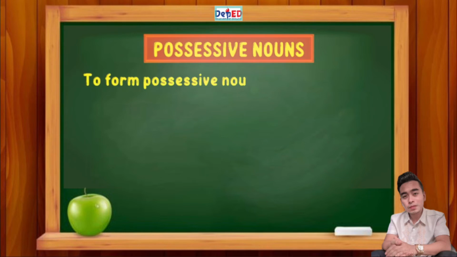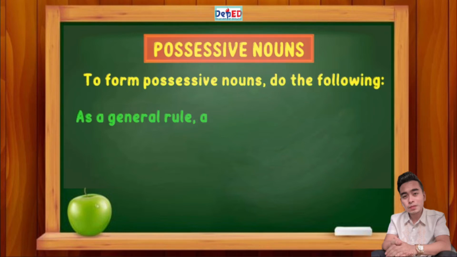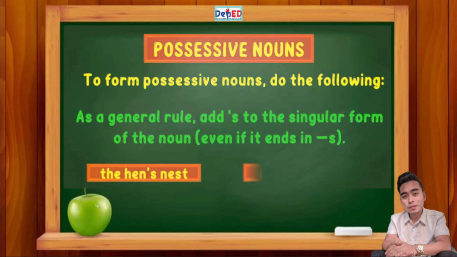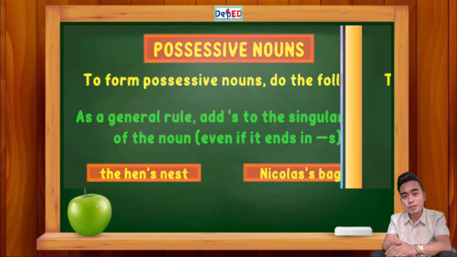To form possessive nouns, do the following. As a general rule, add apostrophe s to the singular form of the noun. For example, the hen's nest and Nicola's bag.